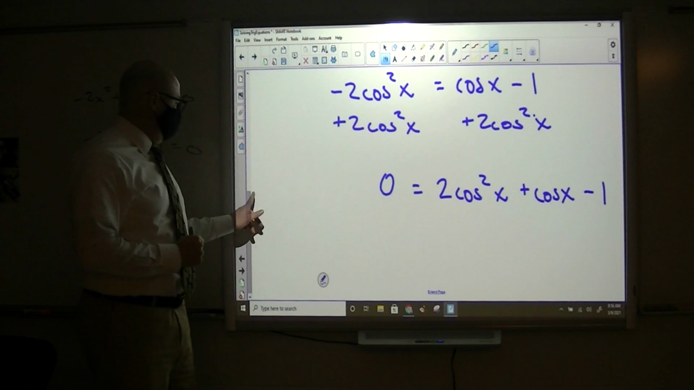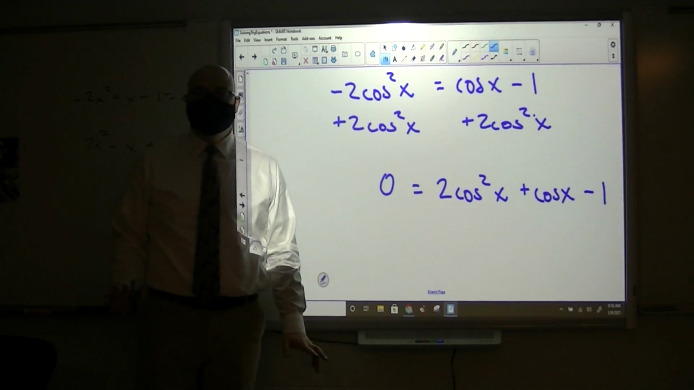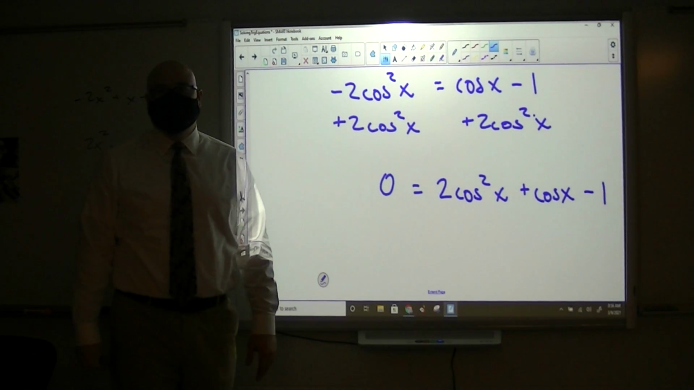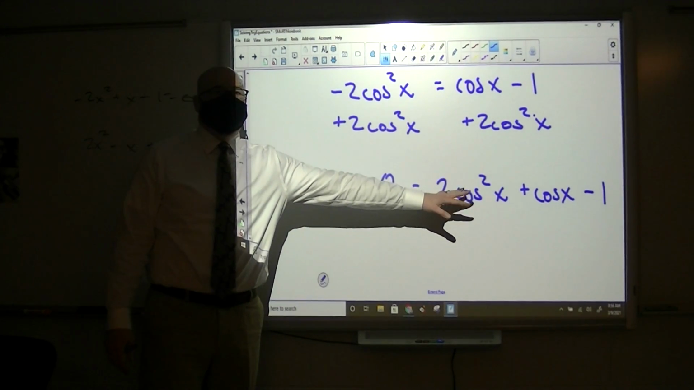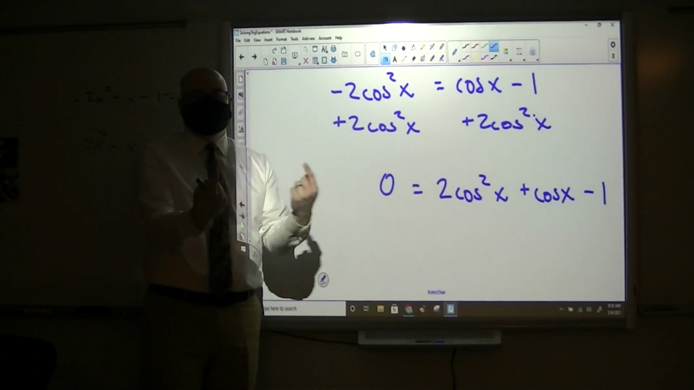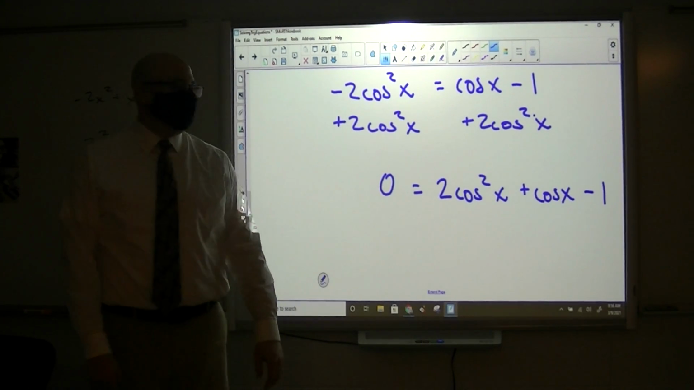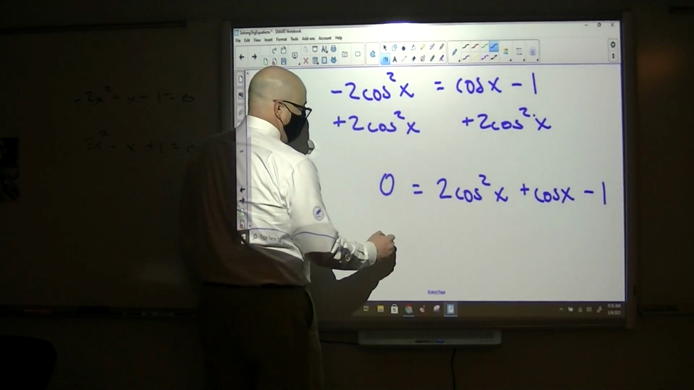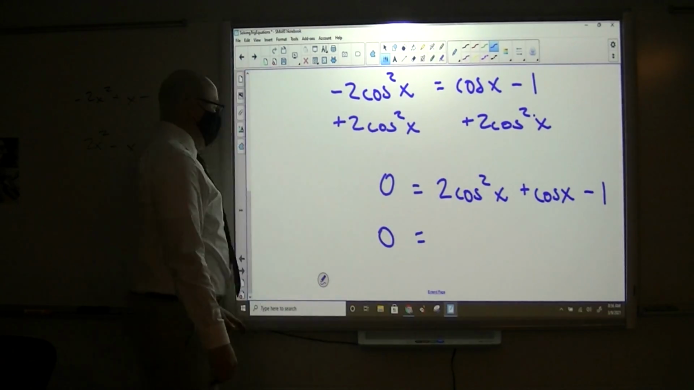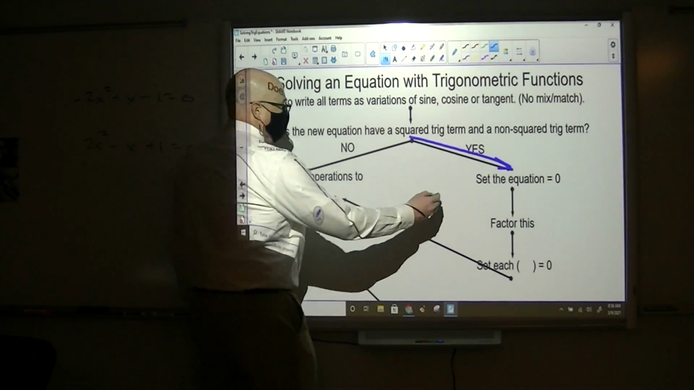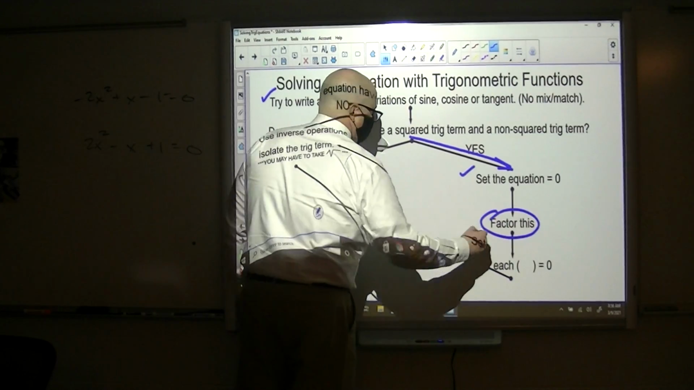Okay? Now, if you really wanted to, if you were like, I don't like this over here, I like it when that's on the left side, okay, fine. Just switch the 0 and that whole thing. Doesn't matter, right? It's reflexive. So, now we have it set equal to 0. Yay! Check mark. So factor it.